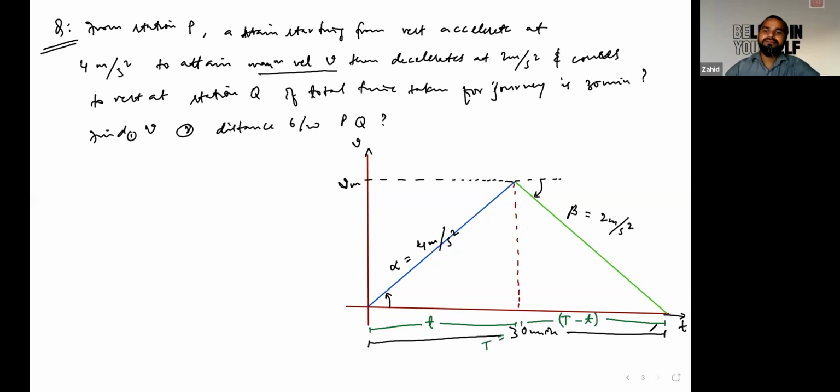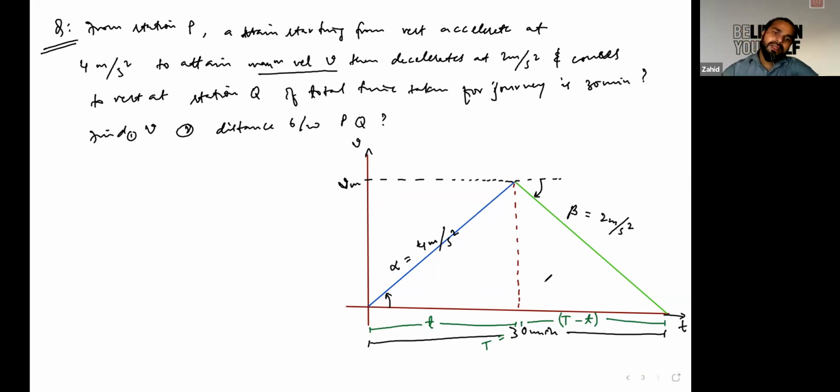Is it clear to everyone? Any doubt? I have just broken this graph into two parts. Since I have to calculate Vmax, I have to calculate the time for this particular interval. So I have drawn a vertical line and taken this interval from this point to this point as t. The rest of the other part will be total time minus t.